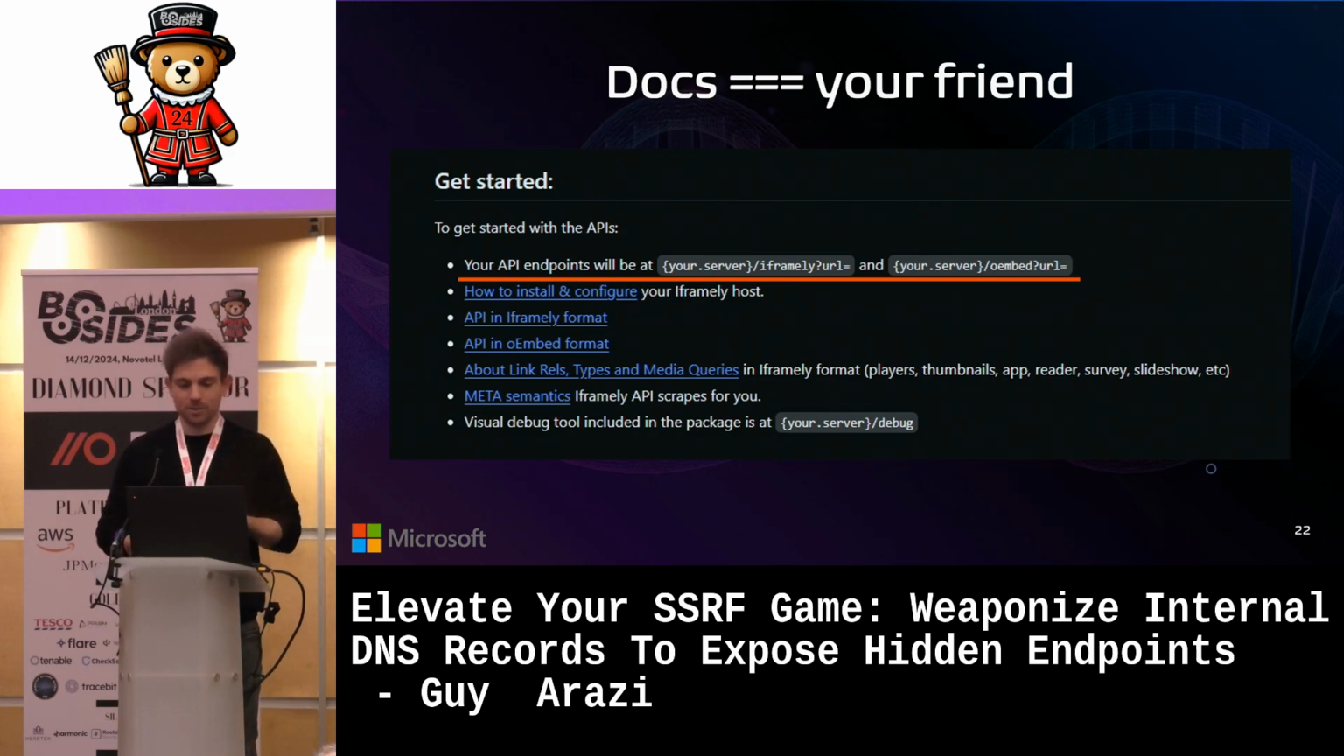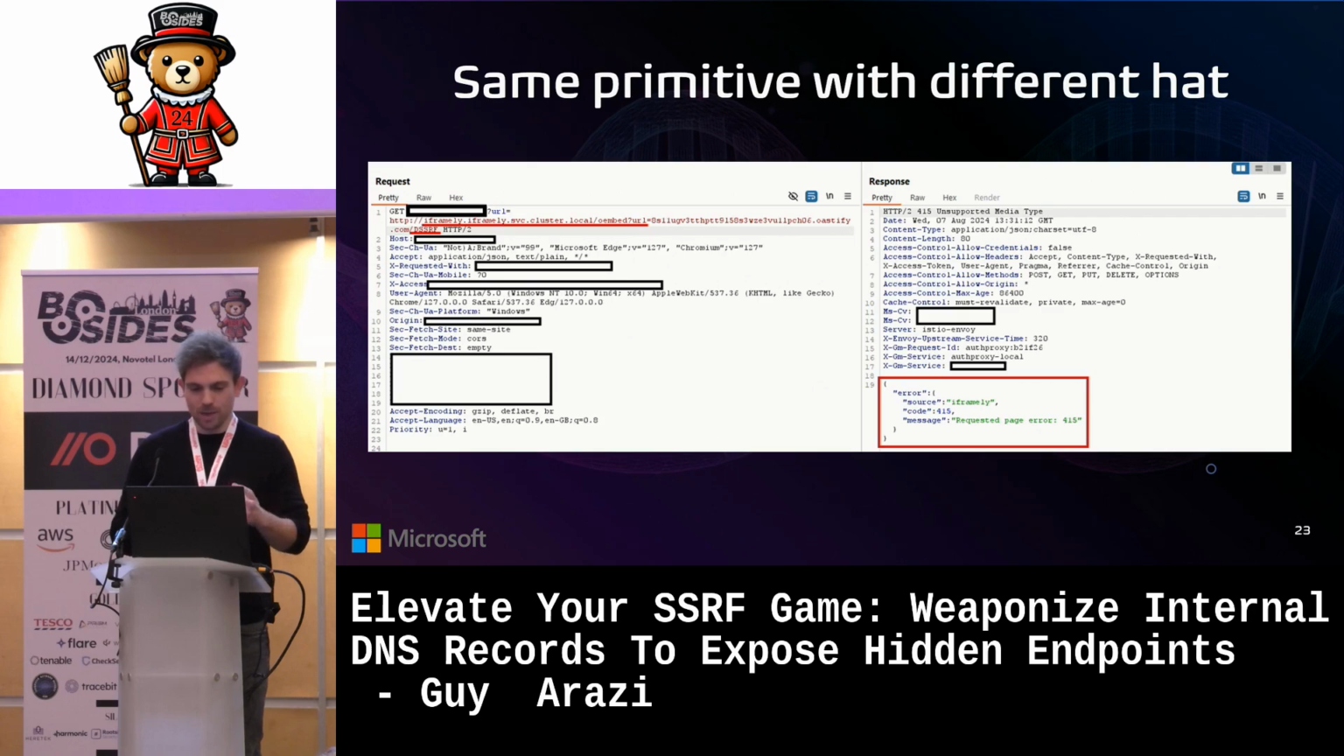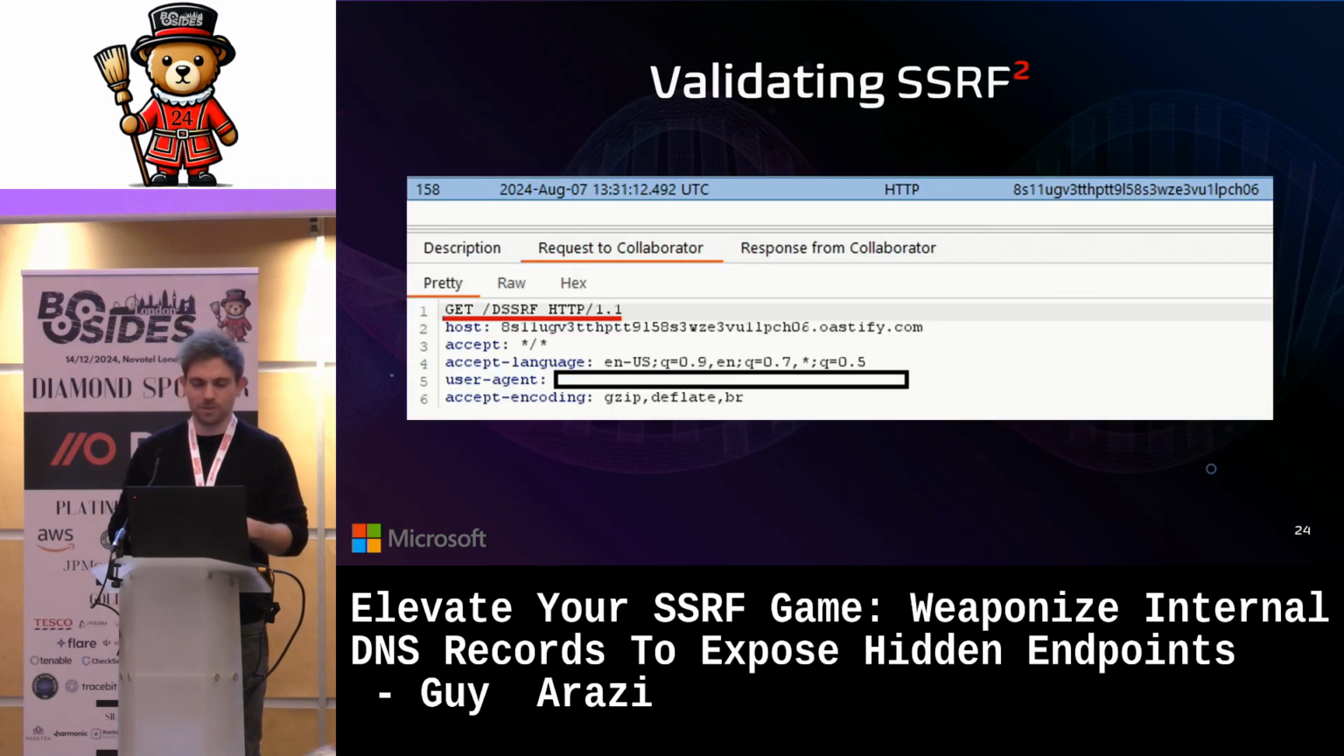So documentation is your friend. Always try to read the manual instead of just trying to fuzz. And once we had this set of primitives chained up, we managed to access an iframely resource from internal, which was the same primitive that was from the outside. And you're probably asking yourself, why do we even care?